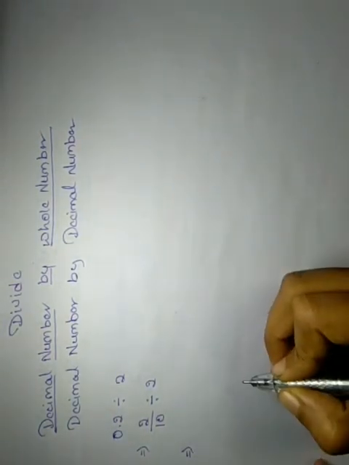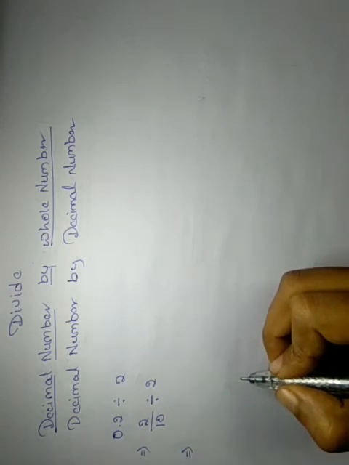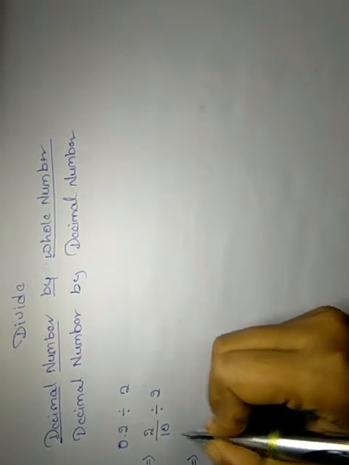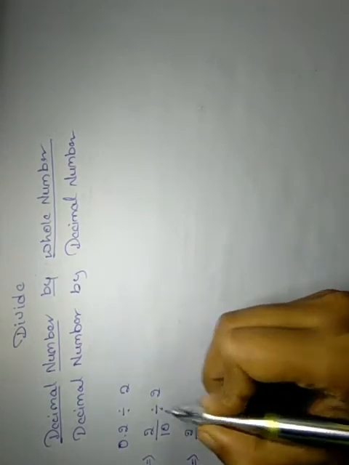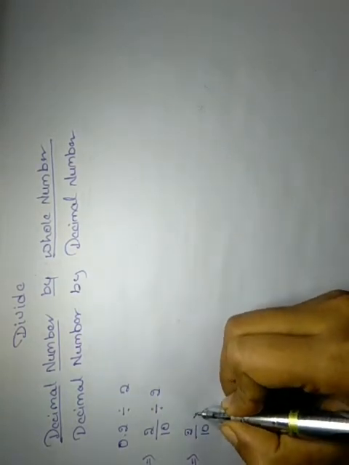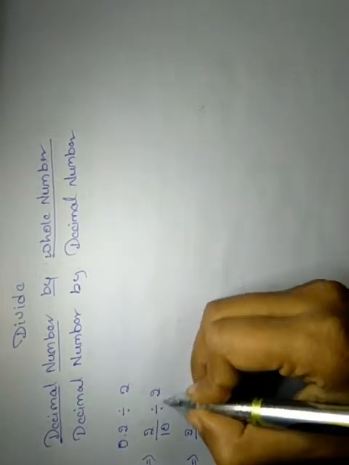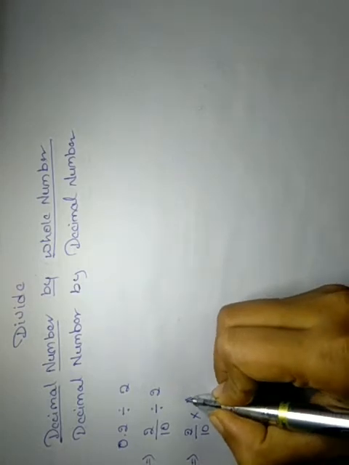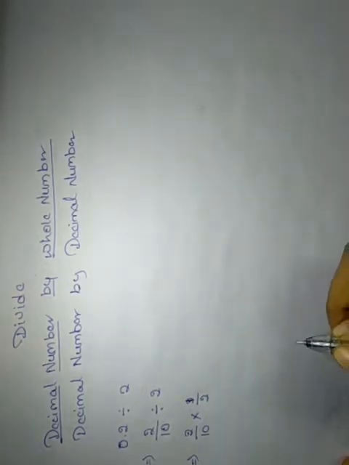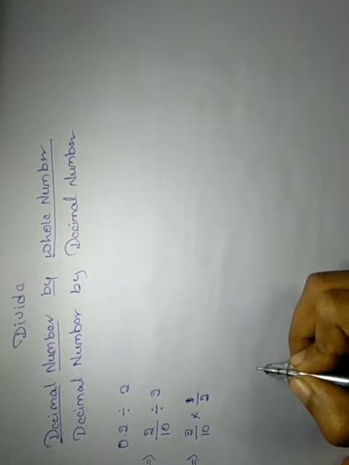You know, when we are dividing any number, we have to change that division sign to the multiplication sign, and then we have to reciprocal it, isn't it? Here also we will do the same process. Here 2 by 10 it is there, right? I am going to change this division sign to a multiplication sign, then I will reciprocal this whole number, that is 1 divided by 2, right?